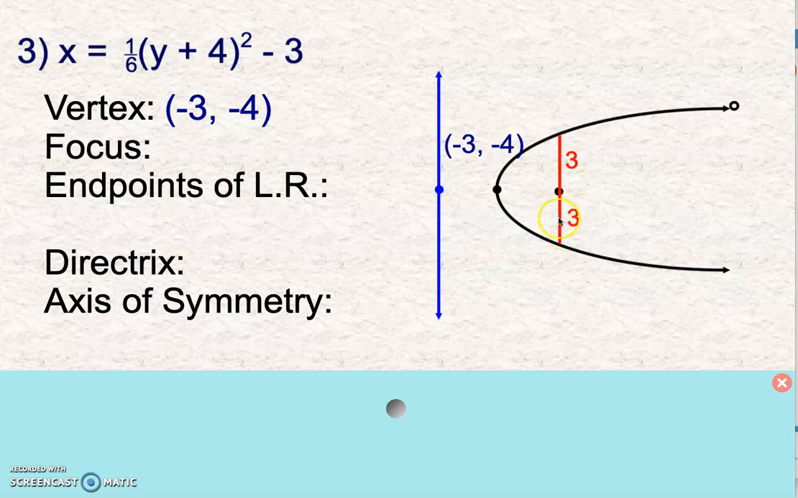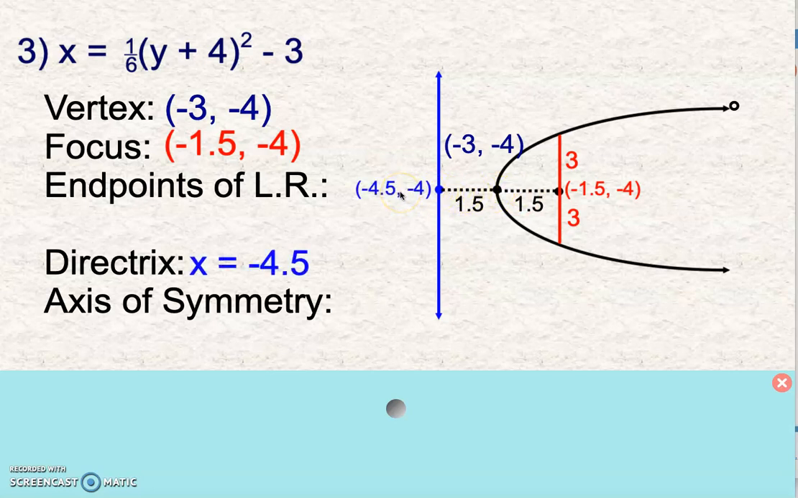And I'm going to split this into a half. So half of 3 is 1.5 and 1.5. And from there, we can just use our logic and our reasoning. From this point, -3, -4, we're going to go to the right 1.5, which means we change the x values. From this point, we're going to go to the left 1.5, which gives us that x value, and that gives us our directrix.